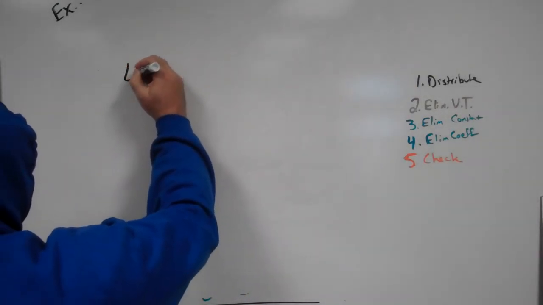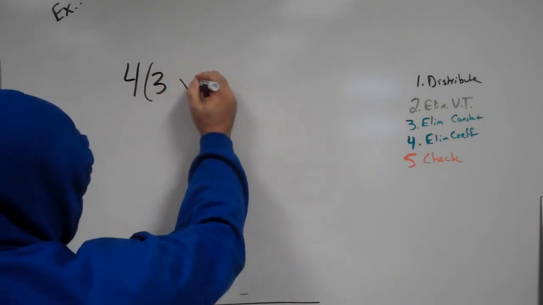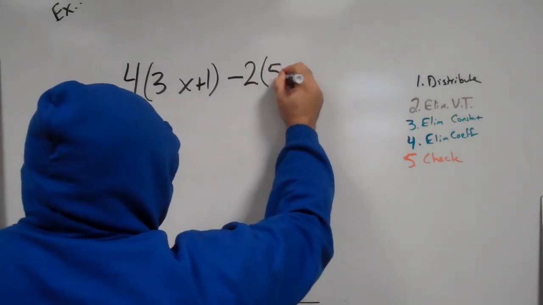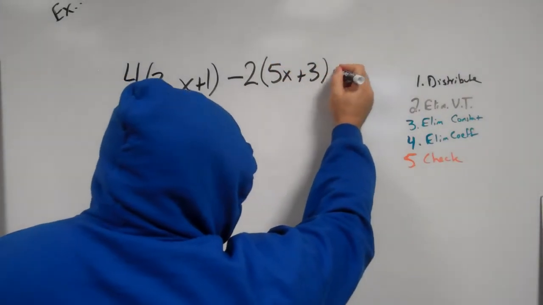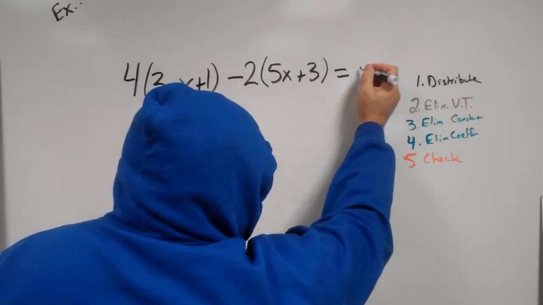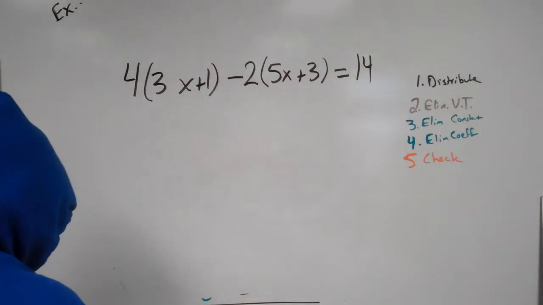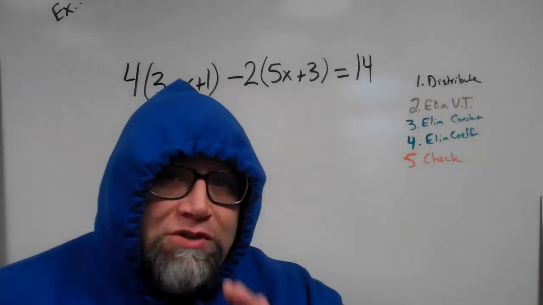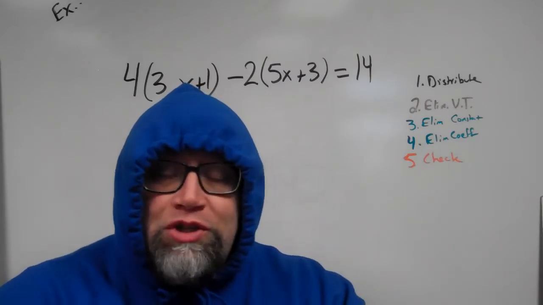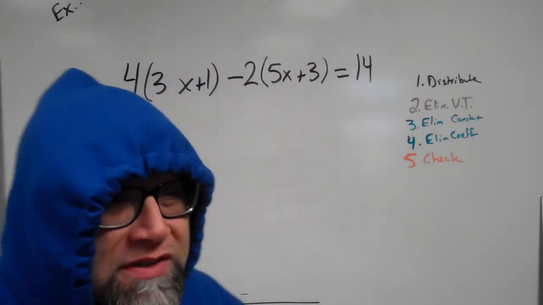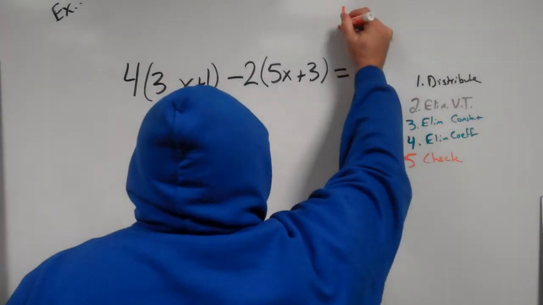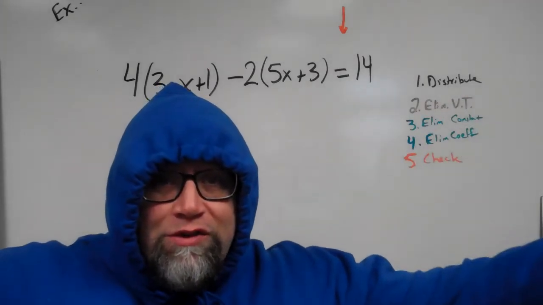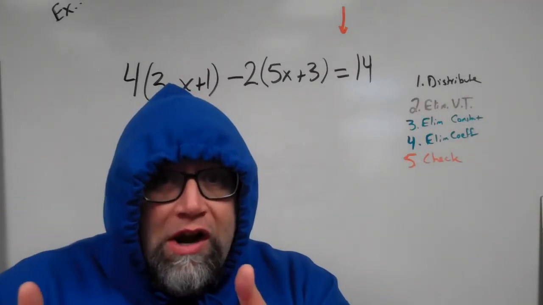Okay, so this is going to look a little different. 3x plus 1 minus 2 times the quantity 5x plus 3 equals 14. Pay special attention to this. Not every problem will look the same. And in this, notice that that equal sign is here. We don't actually have both variables on either side. Both of those single variables are on the same side.